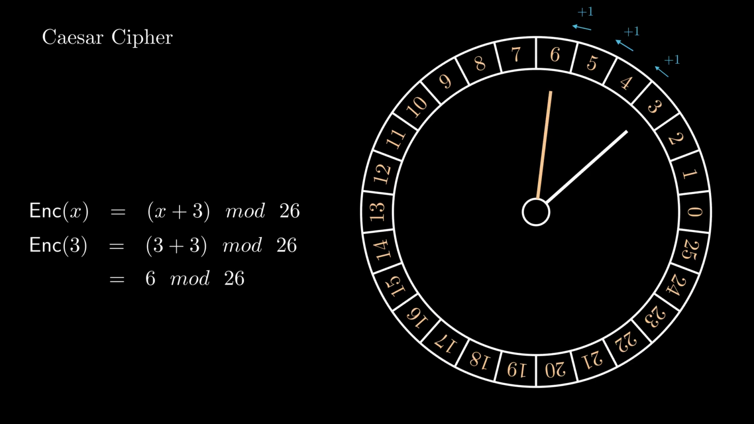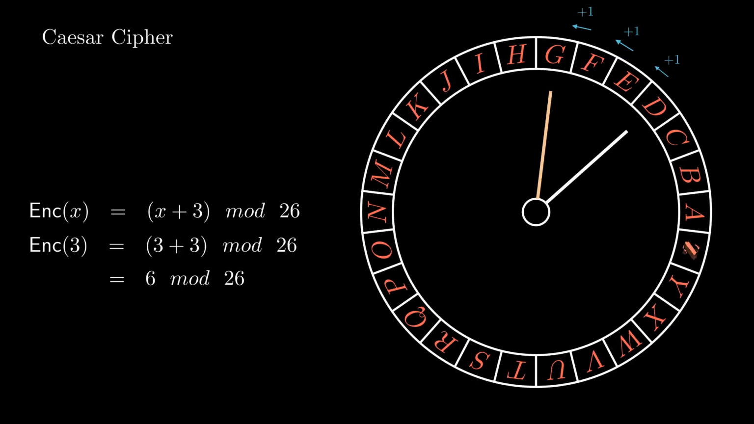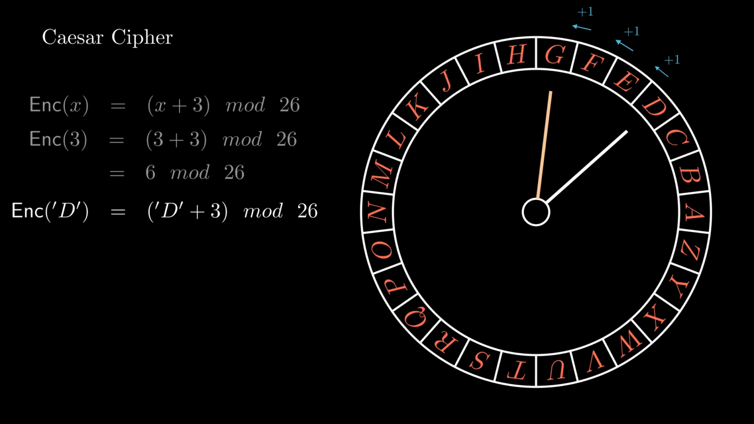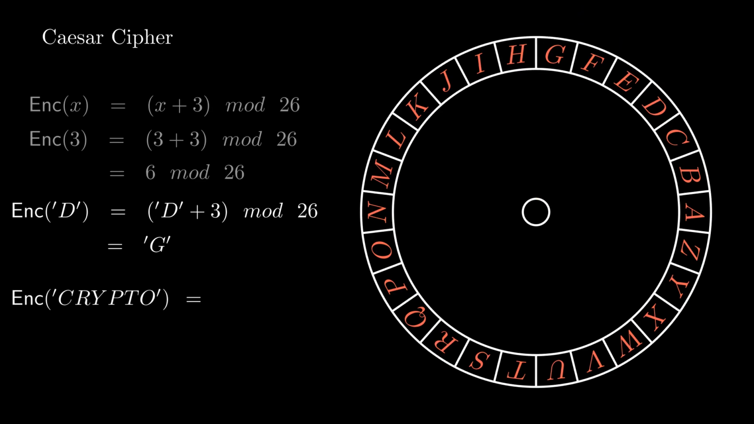Now comes the true brilliance. Let's map numbers to letters. 0 becomes A, 1 becomes B, and so on, until 25 corresponds to Z. Suddenly, the cipher turns numbers into characters, and characters into secrets. For example, D transforms into G. Just like that, a letter becomes encrypted. To encrypt a whole word, we do this letter by letter.